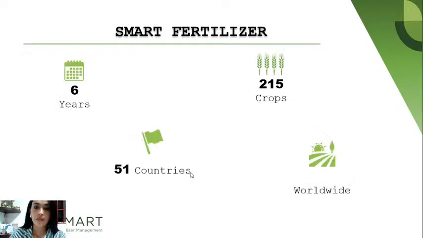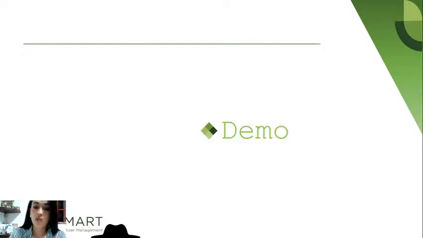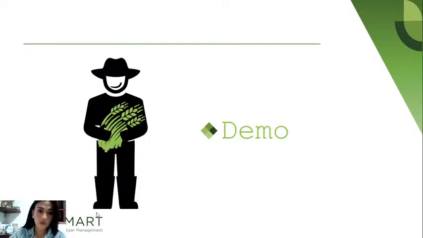Smart Fertilizer has been working with our customers for 6 years. We have in our database 250 crops, and we are actually working in 51 countries, but our software works worldwide. As I told you before, you just need to have internet and a computer to work with it, and you can use our software wherever you are.